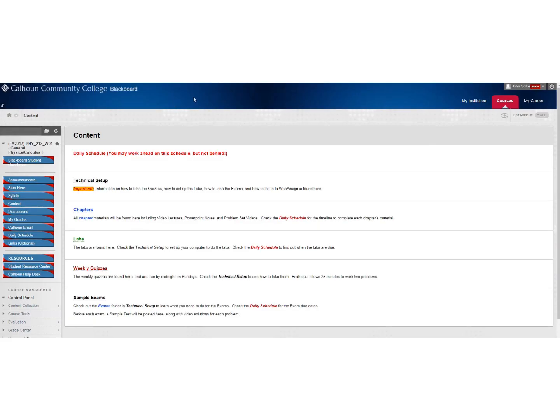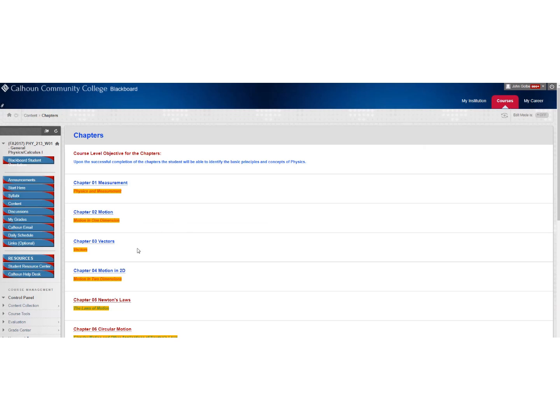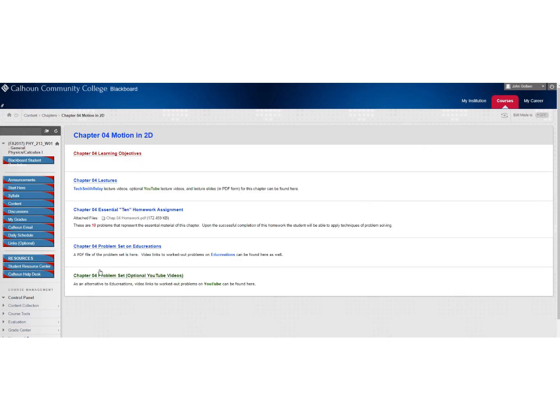Here's how it might work out in practice. We're at the content tab, and we go into the chapters. And let's just go into one of these chapters, let's say chapter 4 here. And here's what I have here. I have some lectures where I'm going to be given the material and the formula. I have a central 10 homework assignment here, which I'll talk about in a moment.